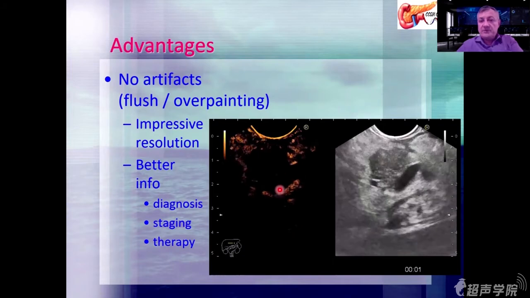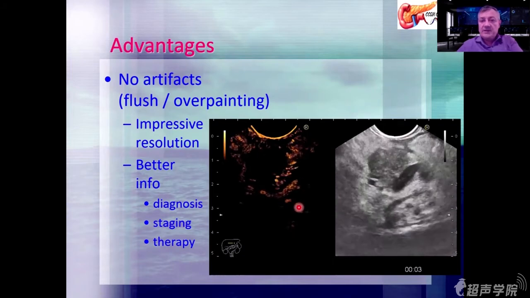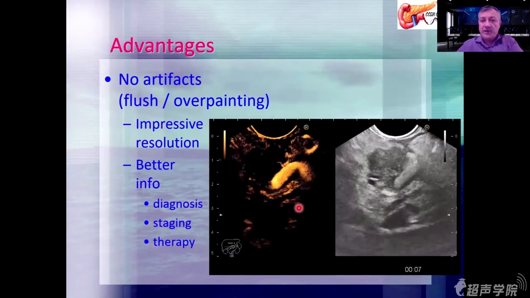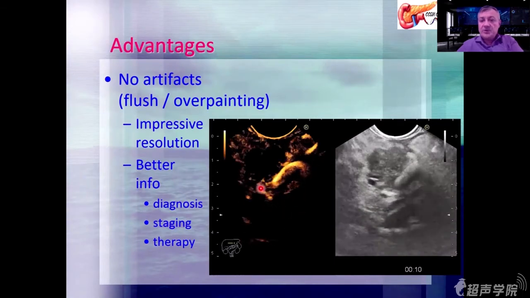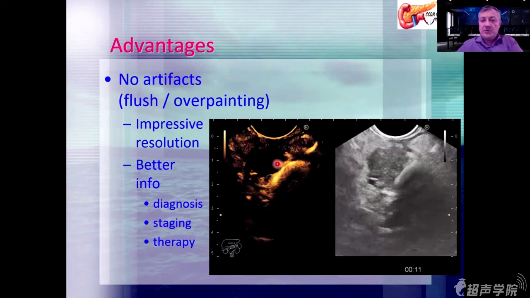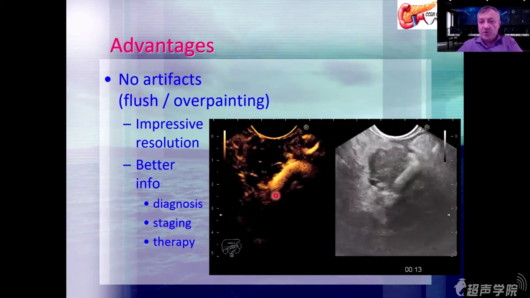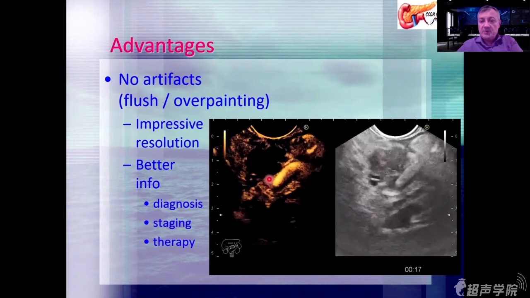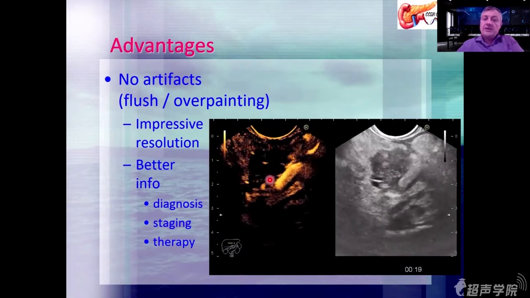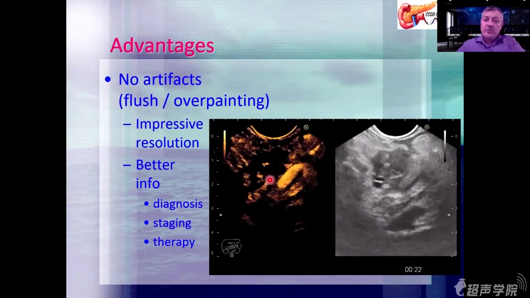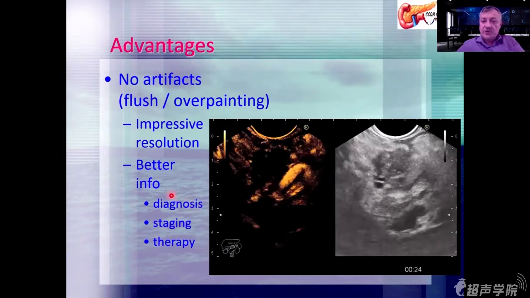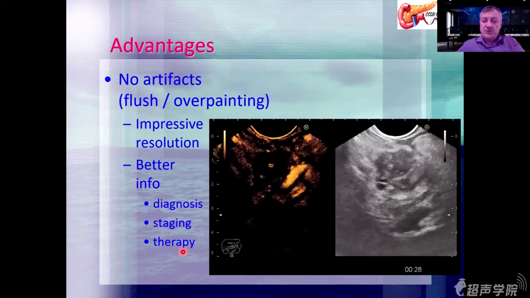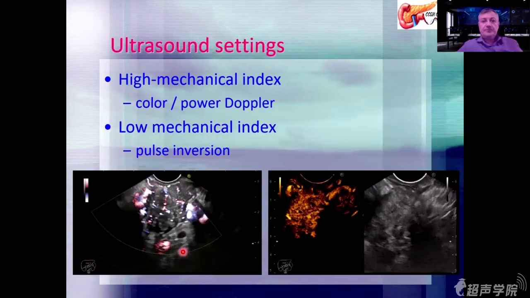So the advantages of the low mechanical index techniques are that there are no artifacts, no flash or overpainting artifacts. The resolution is impressive. So you see here a tumor mass on the pancreatic body, and you see the splenic artery, which was completely encased by tumor tissue. And in this way, we get information on diagnosis, staging, but also information useful for therapy.